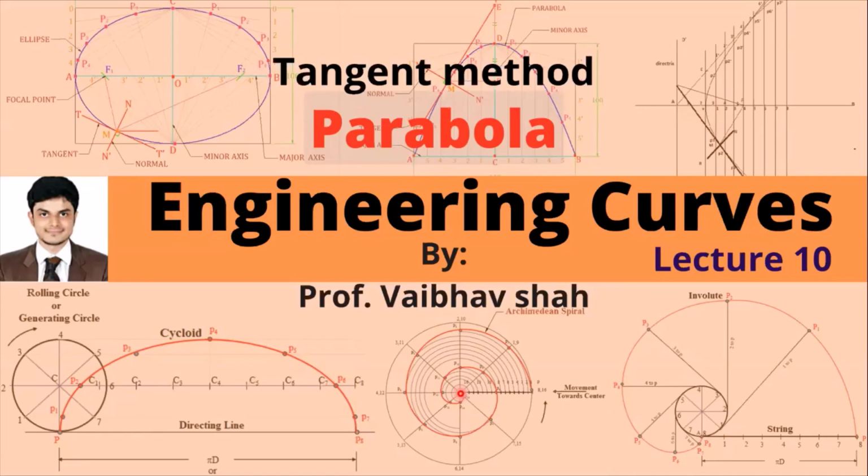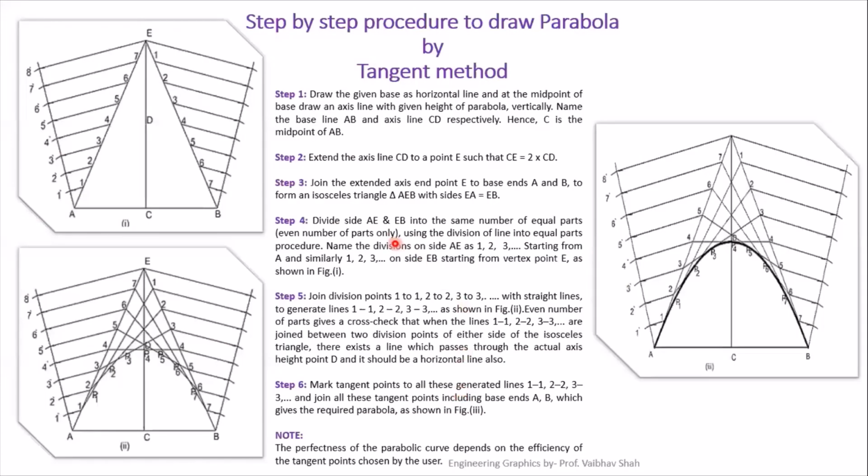Let us begin. So now, first, the step-by-step procedure to draw a parabola by the tangent method. To draw a parabola by the tangent method, what we require is first the base of the parabola and second the axis of the parabola. So now, draw the given base as a horizontal line. We can see this line AB is nothing but the base of the parabola by given dimension. Find out the midpoint of this line as point C. And after getting this midpoint, we'll be drawing the axis of the parabola or height of the parabola as CD.